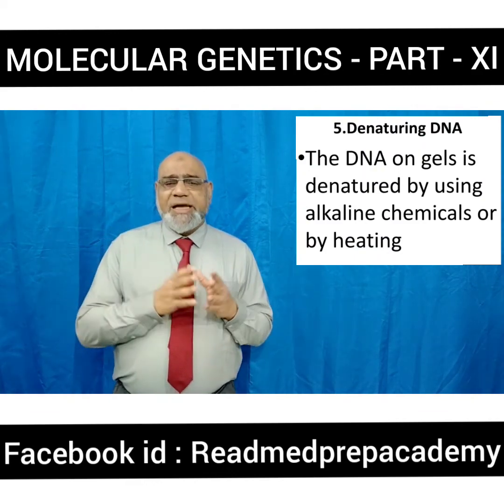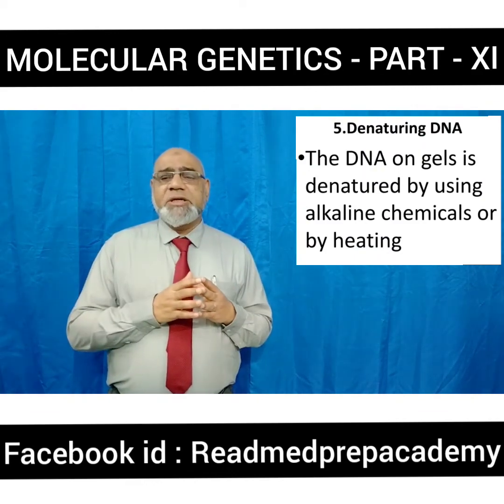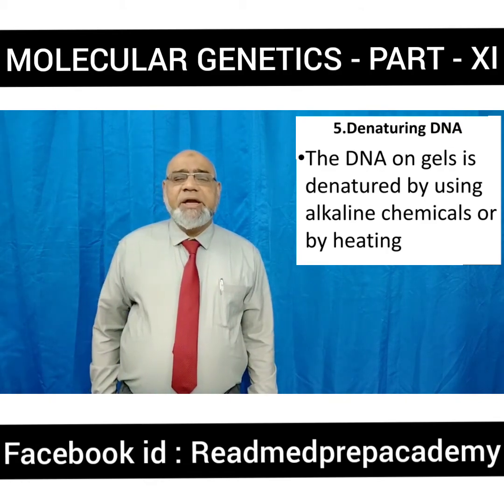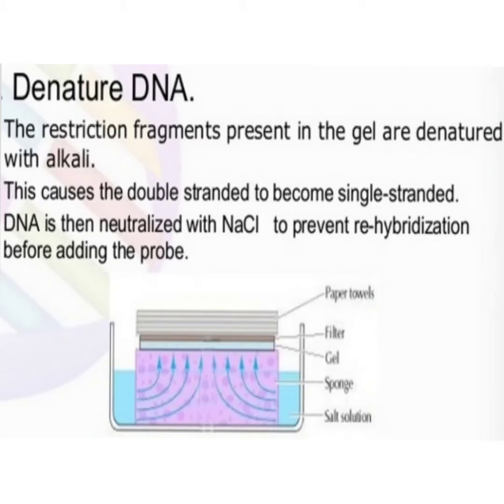The DNA on gels is denatured by using alkaline chemicals or by heating. Here you can see the restriction fragments present in the gel are denatured with alkali. This causes the double-stranded DNA to become single-stranded. DNA is then neutralized with sodium chloride, NaCl, to prevent rehybridization before adding the probe. You can see the sponge kept in the salt solution, above which is the gel, and a filter is placed. Above that are paper towels. This is the procedure that is followed to denature DNA.